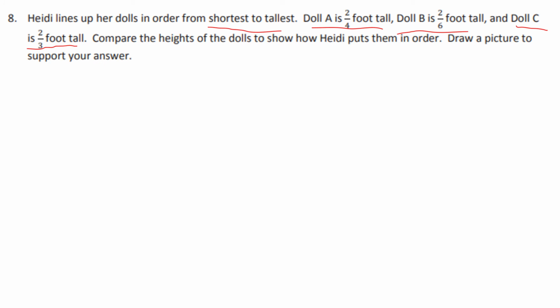So it says Heidi lines up her dolls in order from shortest to tallest. Doll A is 2/4 foot tall. Doll B is 2/6 foot tall. Doll C is 2/3 foot tall. Really, I'm sure you're thinking those should be, say, feet tall, but that's okay. So I read it how it was written, just like you should always check your work. Apparently, the book should also check its work. And you're going to compare the heights of the dolls to show how Heidi puts them in order. Draw a picture to support your answer.